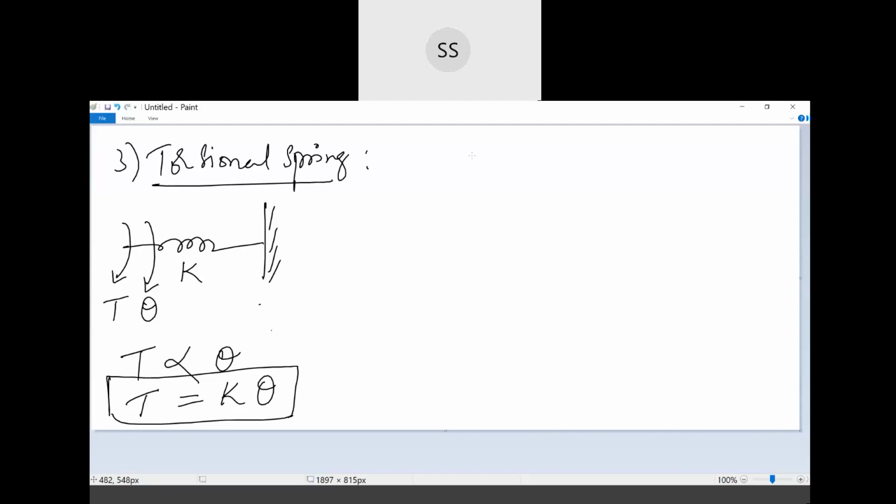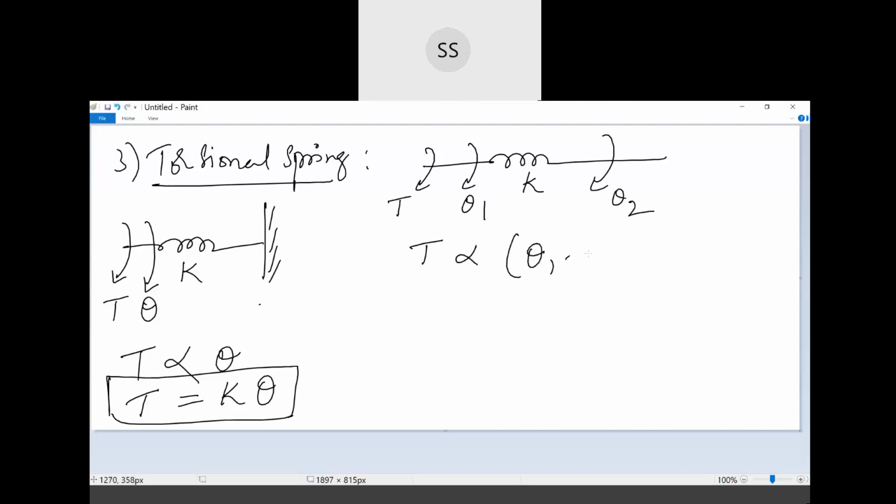Now when the same spring experiences two different displacements for the applied torque, that is theta 1 at one end and theta 2 at the different end, we have to consider the differential displacements. So in this case, T will be proportional to theta 1 minus theta 2, or T will be equal to K into theta 1 minus theta 2.